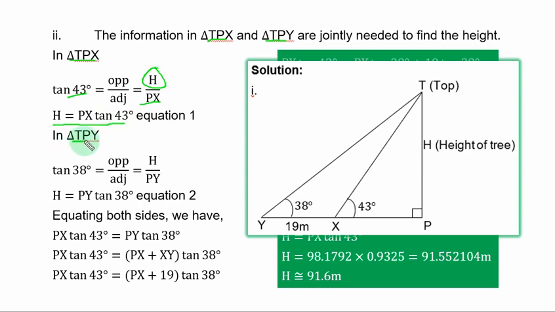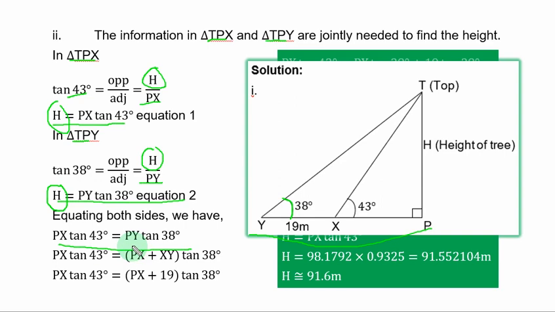In triangle TPY, we have 38 degrees. This is opposite. The whole of this length is adjacent. So you have H over PY. You make H the subject and you have it in this form. Now check both equations. They have an equal side. So if one side is equal, by implication the other side is also equal. That means you equate both sides. You have it in this form.